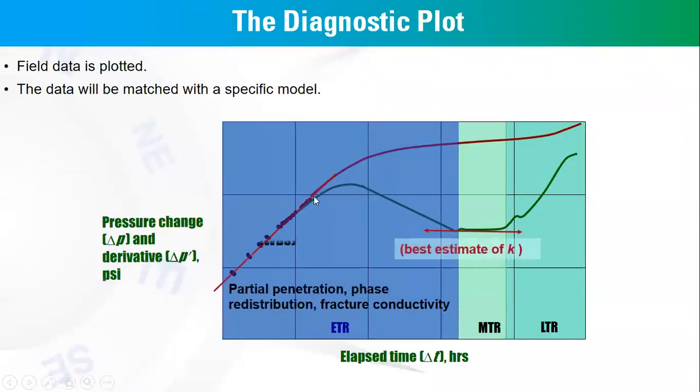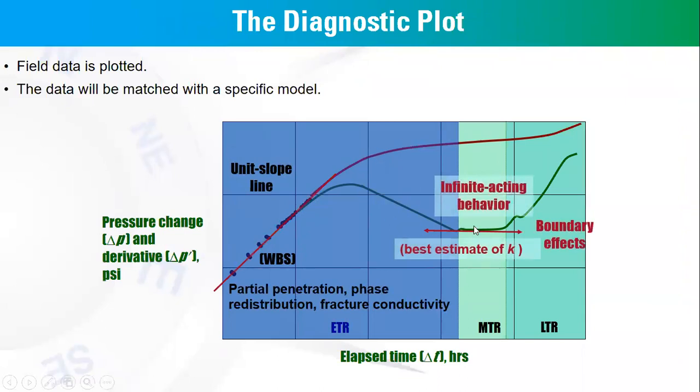So as you can see, our field data is plotted on this type curve. We will change the parameters of the type curve and try to match our field data. Once the data is matched, we will have the reservoir parameters related to reservoir boundaries and reservoir description, and also the wellbore and well parameters like completion efficiency, the value of skin, and the value of wellbore storage.